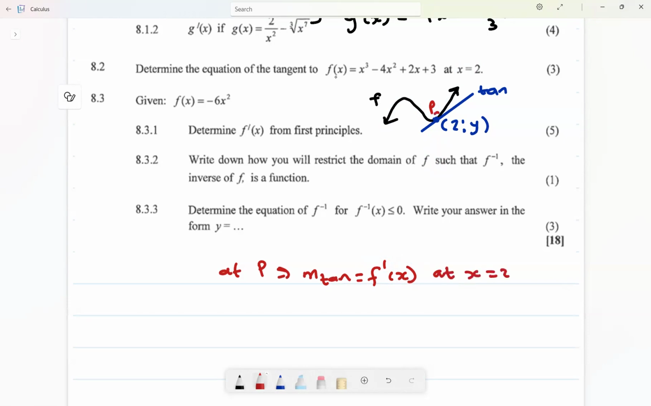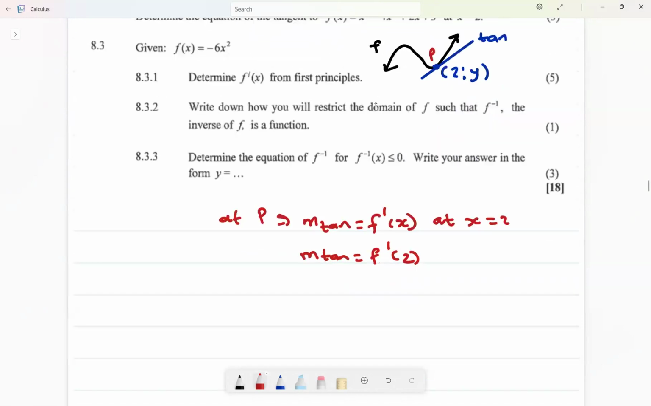the gradient of the function at this point is going to be equal to the gradient of the tangent at that point. Okay, the derivative of f is just the gradient of the whole function, meaning you will get a function that looks more like this. But now we want it at this specific x coordinate, where x is equal to 2. It means the gradient of the tangent is equal to the derivative of f, the gradient of f at x equal to 2. Then we can find that.